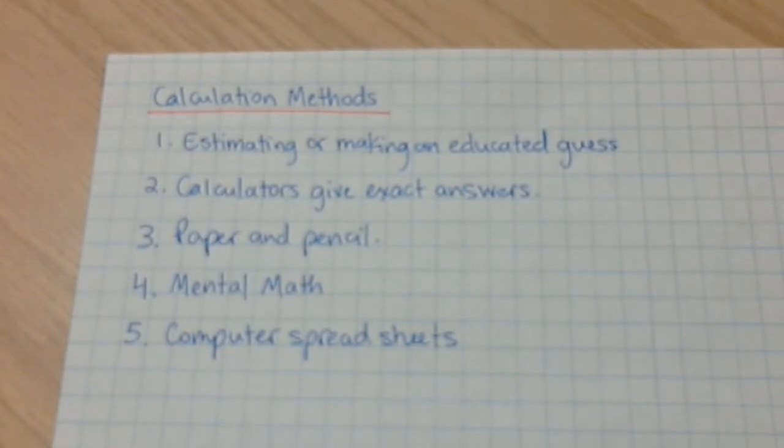The last one is computer spreadsheets. A computer also gives exact answers. Oftentimes a computer can just be a big fancy calculator, and it can often save time with calculations that need to be done over and over again. I don't know how many of you make budgets, but you can use a computer spreadsheet to help you make a budget, so that you know how much money you have available every month. These are the 5 main calculation methods that we use in this book and during the year.